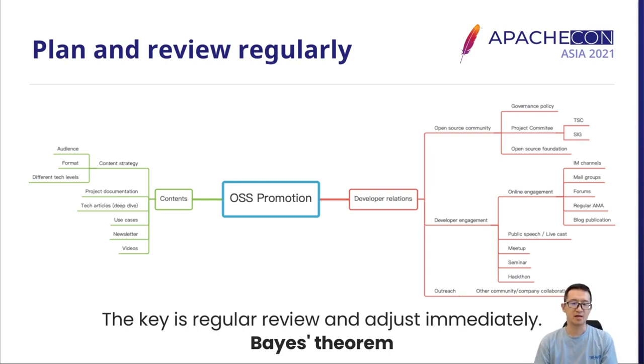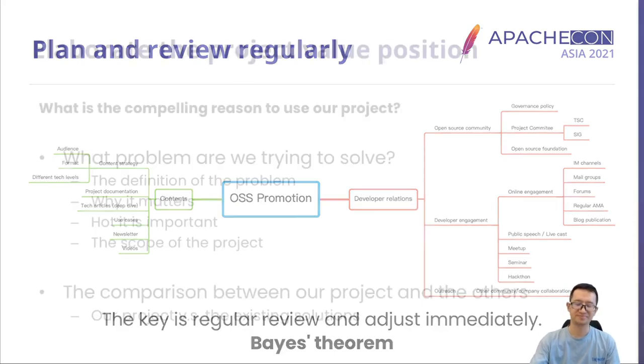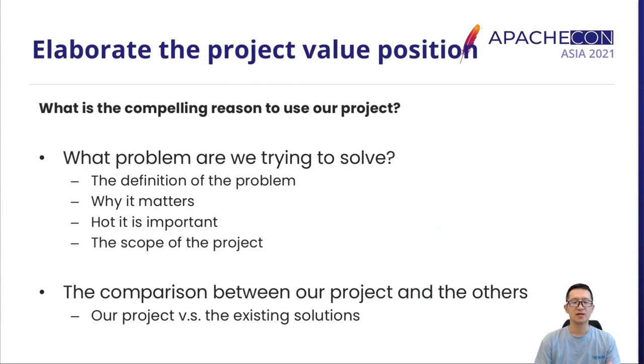So once we have this structured way to track our effort and evaluate our performance, then we need to move to the next important thing, which is to answer the first key question about our project, which I call the project value position. Which means we need to answer this question: what is the compelling reason to use our project from the developer perspective? So I understand when we're talking about open source projects, people usually think we should be more collaborative. We don't want to be too competitive.